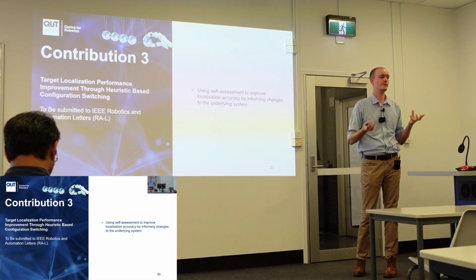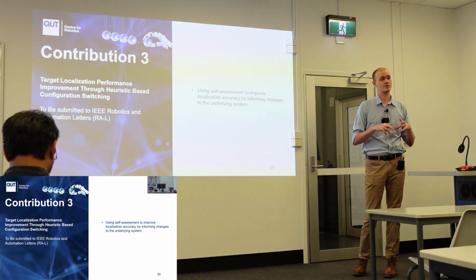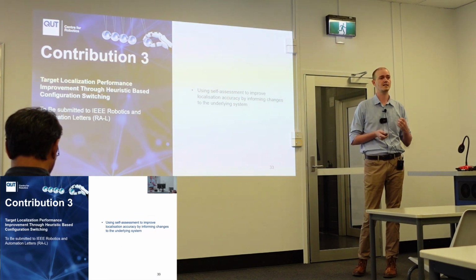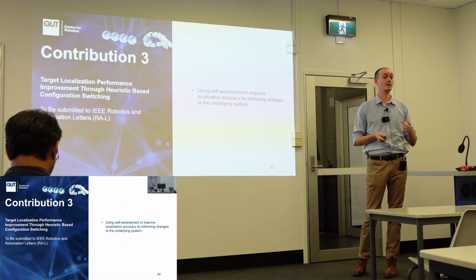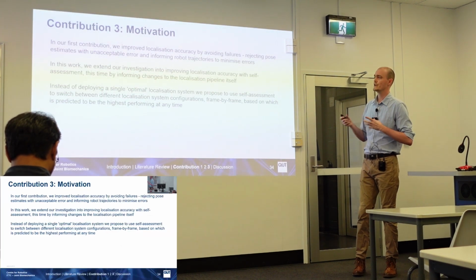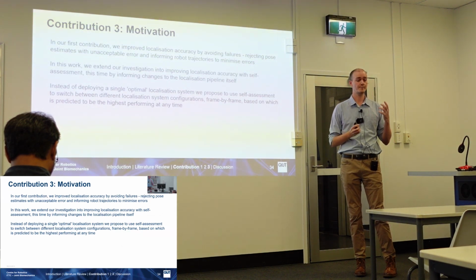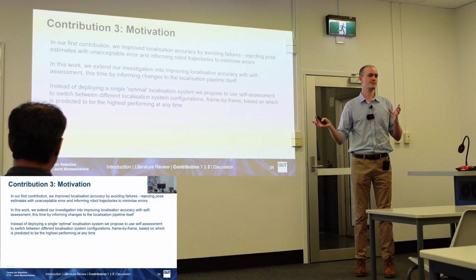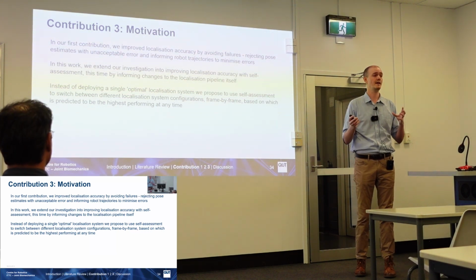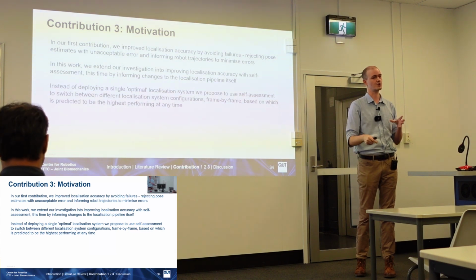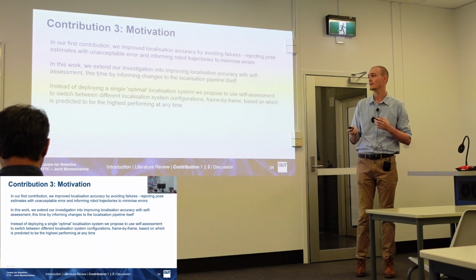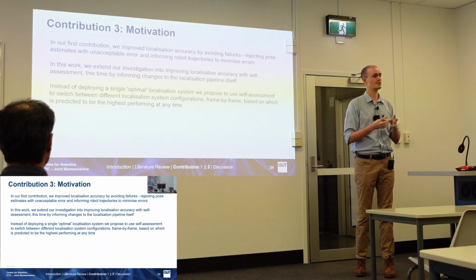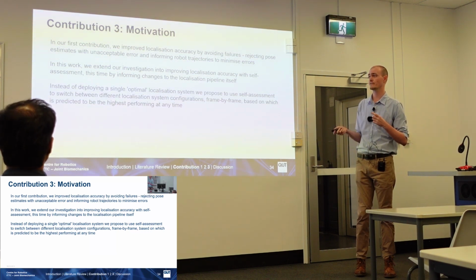In this third contribution, we refocus again on improving localization accuracy using self-assessment processes, this time by informing changes to the underlying localization pipeline itself. So in our first contribution, we propose to improve localization accuracy by avoiding errors, by rejecting pose estimates that had high predicted errors, and by selecting approach trajectories that minimize challenge. In this work, we extend that investigation, this time looking at informing changes to the underlying pose estimation system itself.